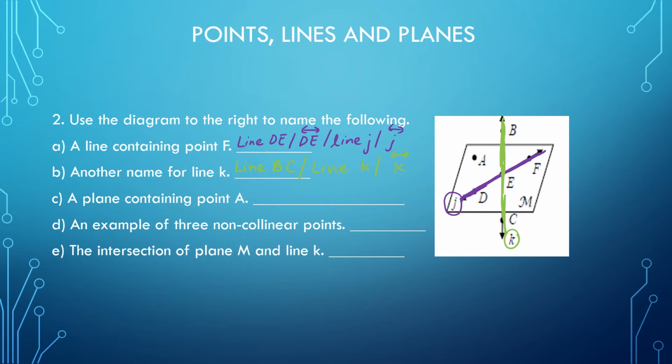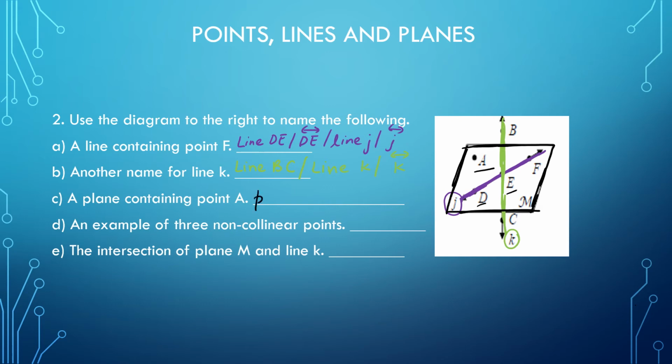are on the line. Part C, a plane containing point A. You have to name a plane that contains point A. The only plane that we have is this one right here. For a plane, you have to use 3 non-collinear points. So you can use letters D, E, and A. You cannot use D, E, and F. You have to use A because that's the only one which is non-collinear.